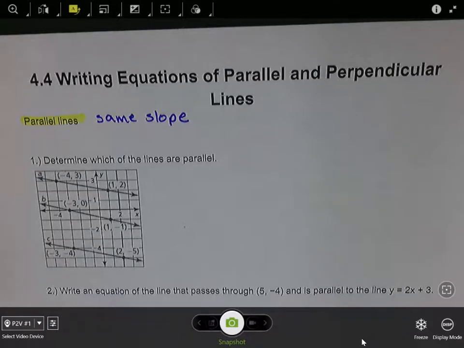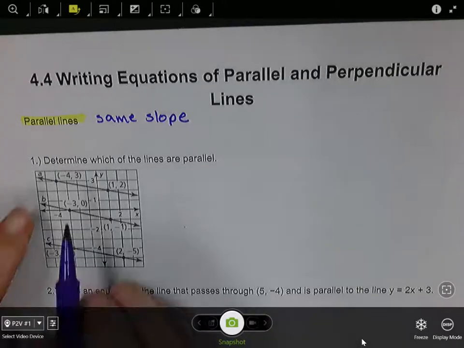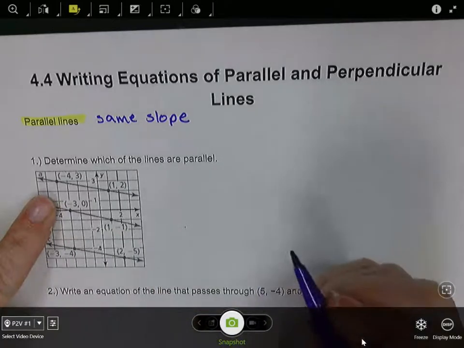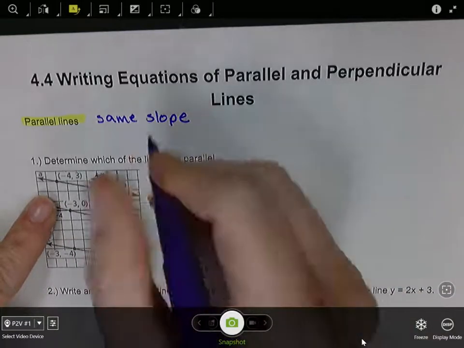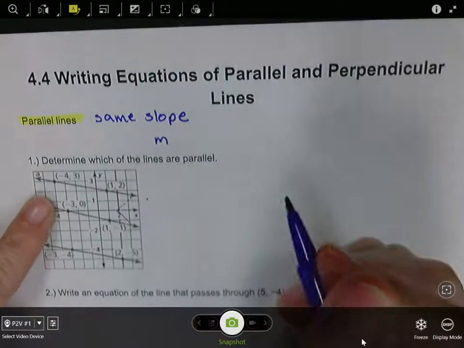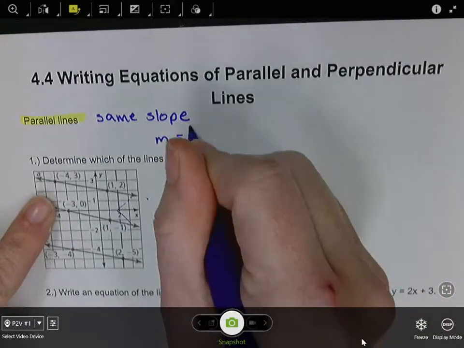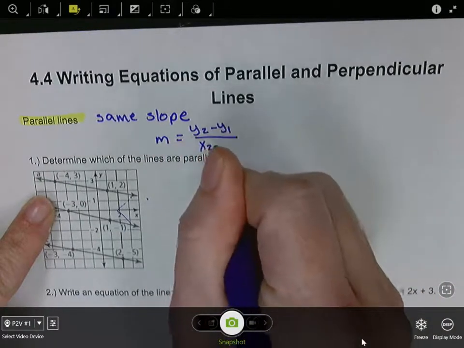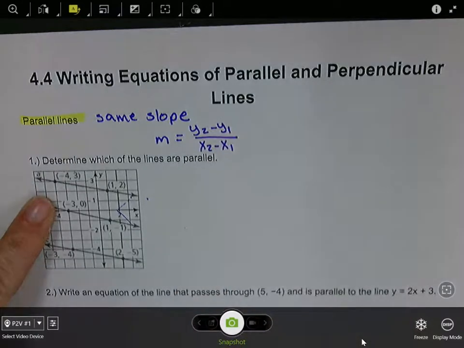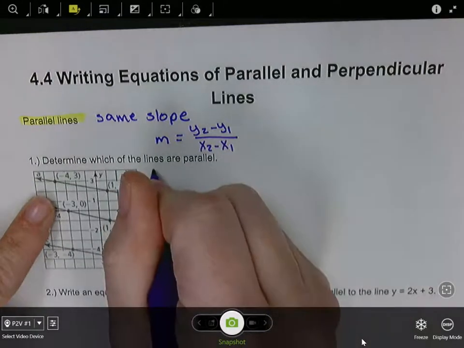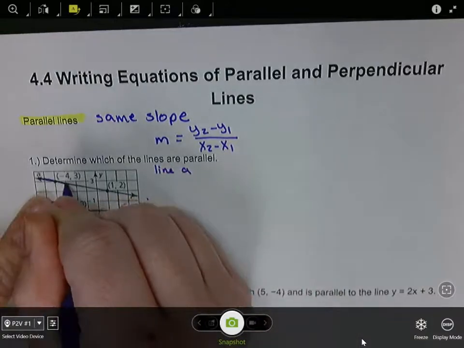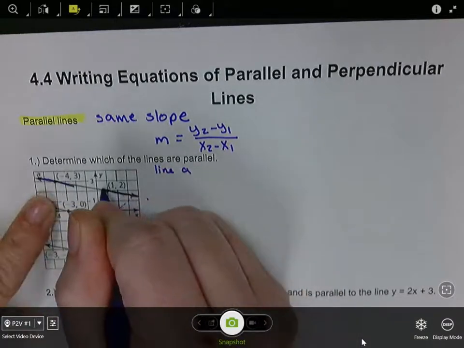In order to determine if two lines are parallel, you need to find the slope of that line. Okay, so I need to find the slope of each of these lines. So first I'm going to do the slope of line A. And if you recall, to find slope, we use the letter m, and that's equal to the formula y2 minus y1 over x2 minus x1. Okay, all right, so first let's look at line A. And that's this line here. So I'm looking at line A.